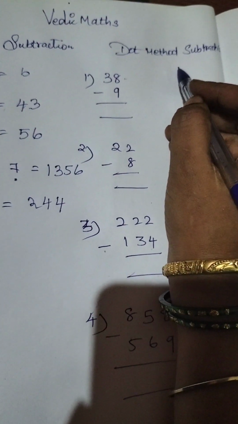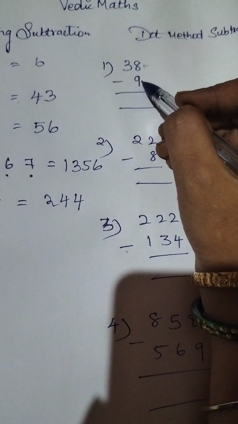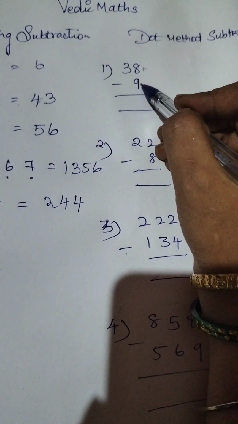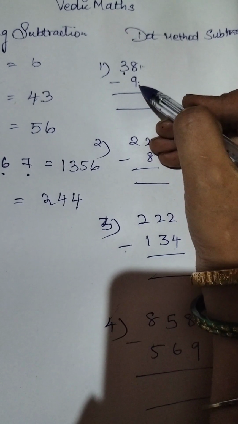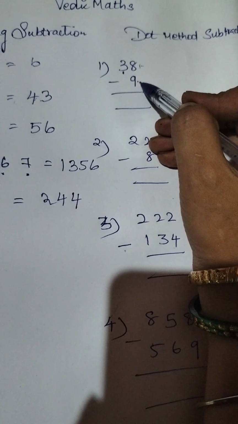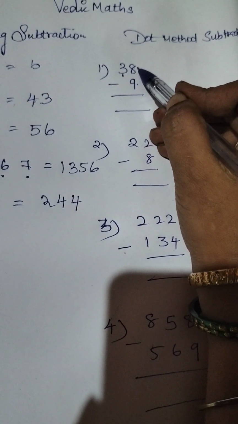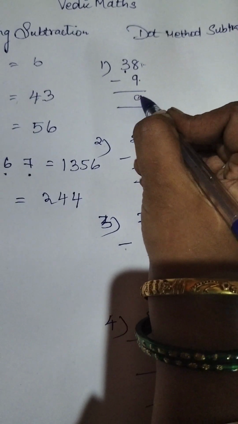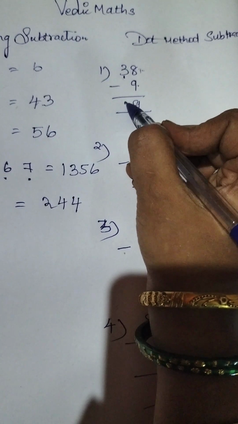Next, we go for the dot method subtraction. 8 and 9, is it possible to do direct subtraction? Not possible, so keep the dot here. Then frame the 10 with the down number. So 9 plus 1 is 10. So add 1 to this number, so it becomes 9. Then it is subtracted by 1, 2.